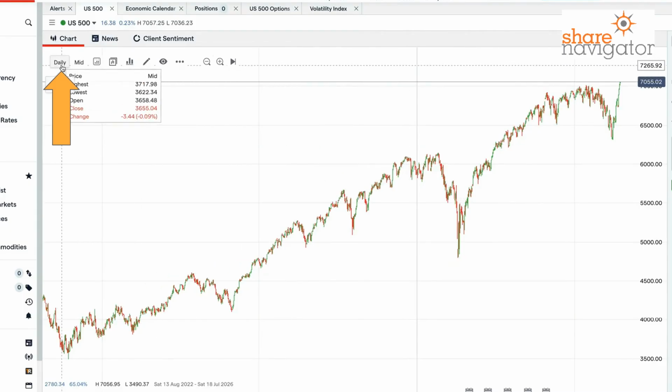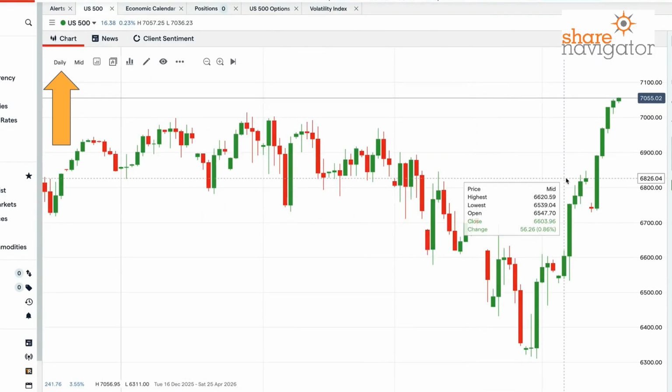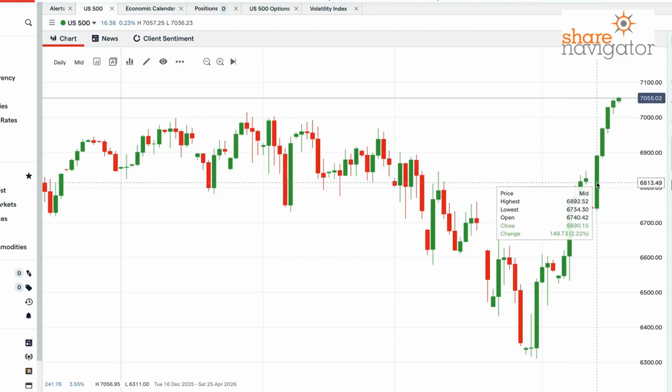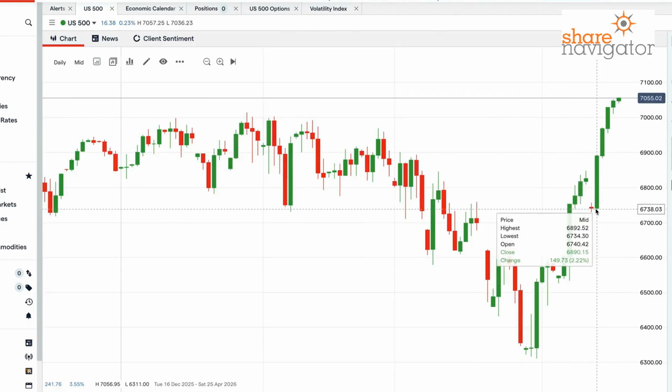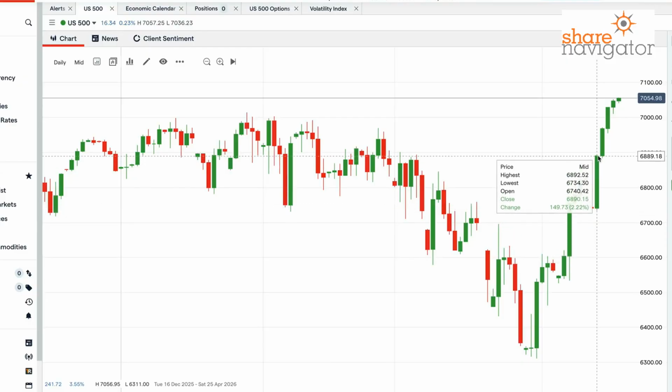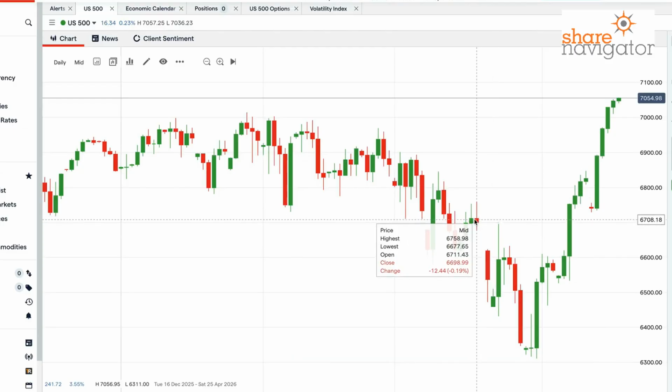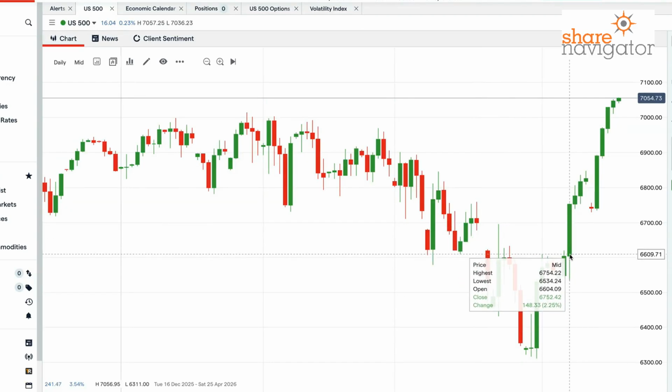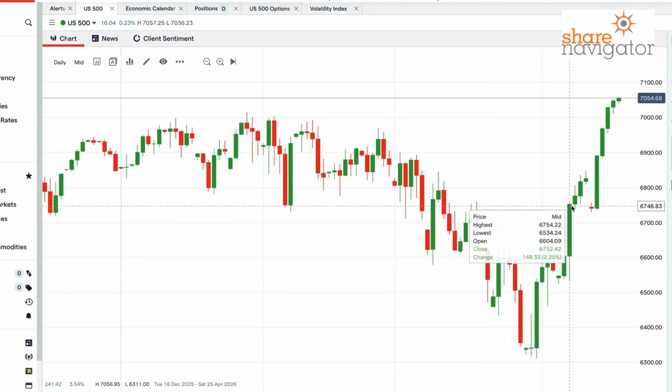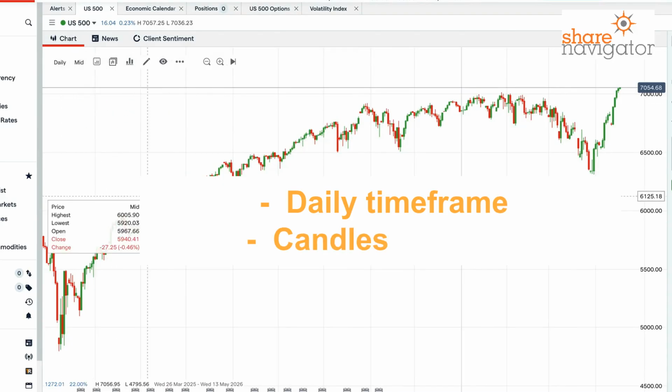So first things first, this is a daily chart and it's a candlestick chart. What does that mean? So one of these candles here represents 1 day of trading. A green candle means that the S&P 500 opened at a lower level but closes at a higher level on that given day. And a red candle is the opposite. It means that it opened higher, closed lower. So red or green isn't necessarily an up day or a down day. It just means that the closing price was either higher or lower than the opening price. That's all that means right there. Okay. So what we have here is daily candles as such.